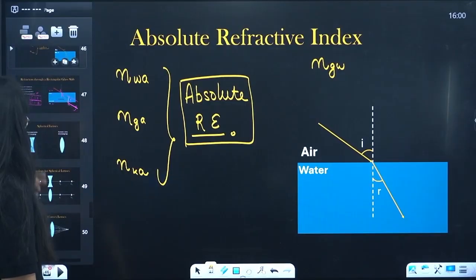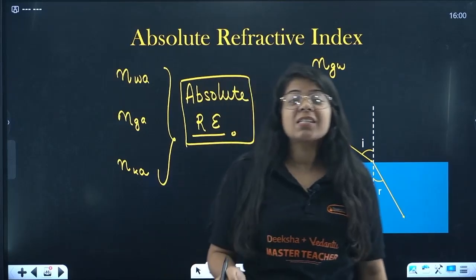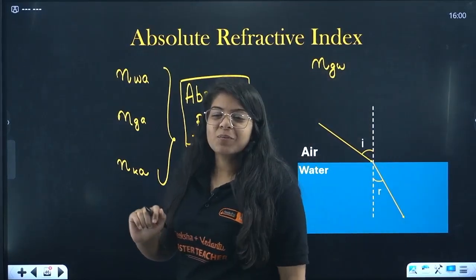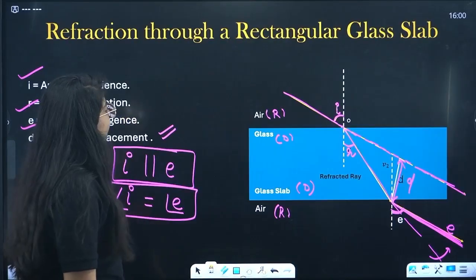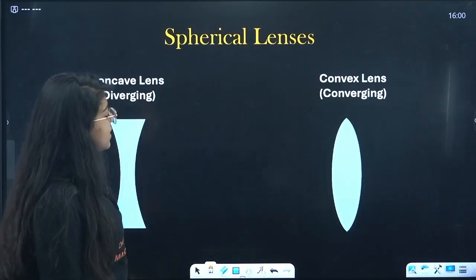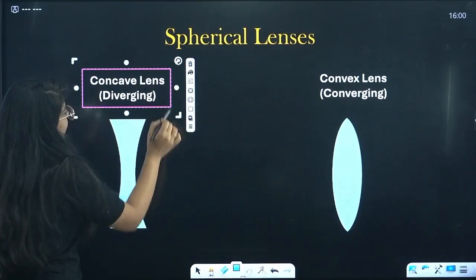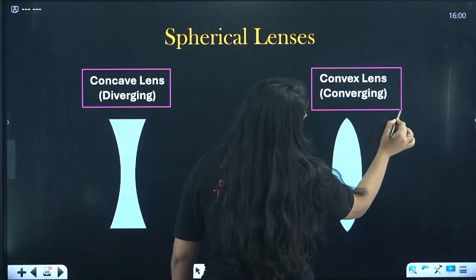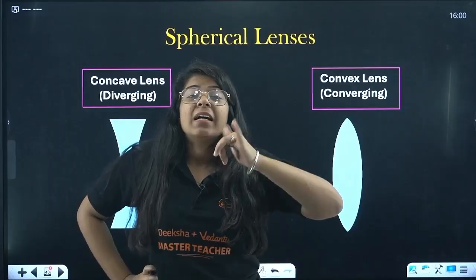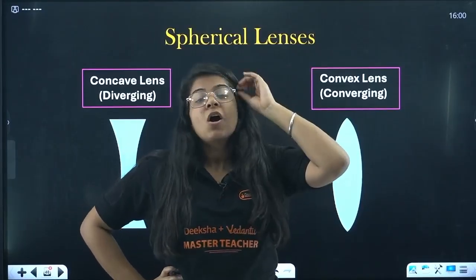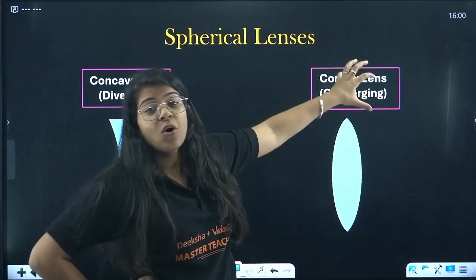Understood, beta? These are mostly the basics of your refraction, the basics of the optical instrument that we are going to study next, that is beta your lenses. Now again, we have two kinds of lenses, just like your mirrors. We have concave lens and we have convex lens. Now we know that these are reverse of your mirrors.